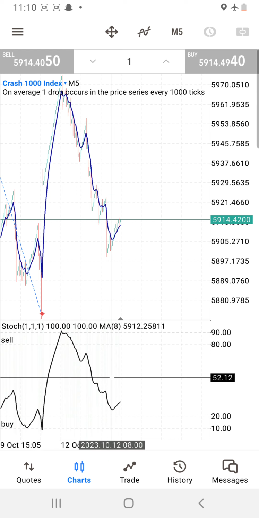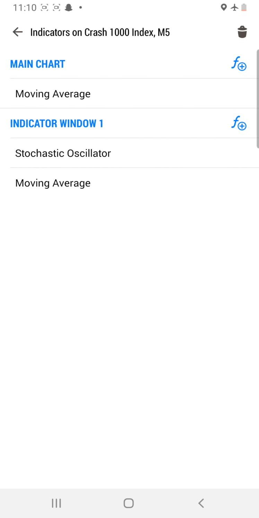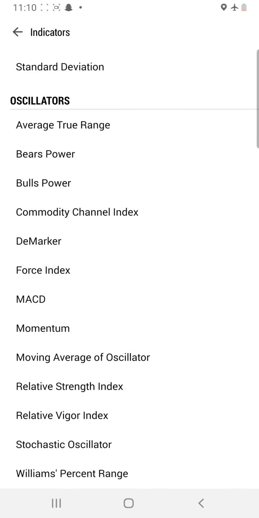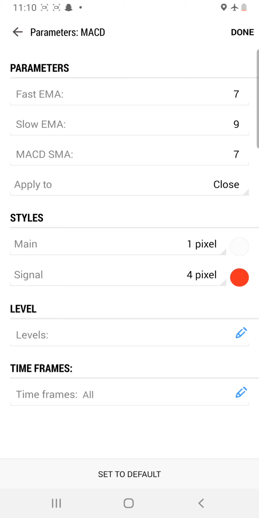Okay, fair and fine. Last but not least, we need to add another indicator under our indicator window 1 that is going to help us with confirmations, and this indicator is going to be the MACD, and this MACD is going to have the following parameters. The fast EMA is going to be 7, the slow EMA is going to be 9, the MACD SMA is going to be 9 as well.